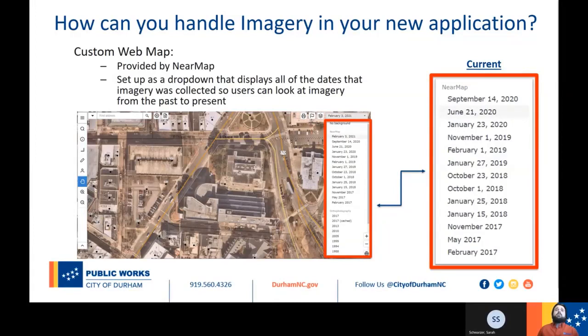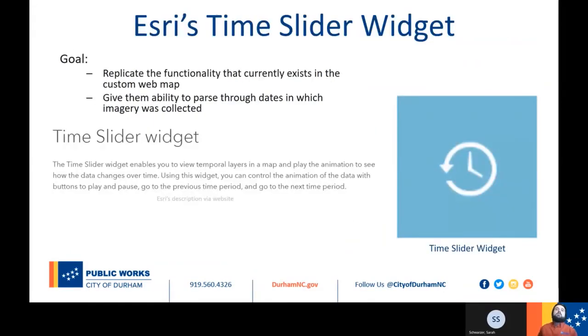This is a huge component to their daily work, so we've decided that this is one of the main components and functionality that we needed to replicate in the new custom web application. So after doing some research, we discovered the time slider widget, which is a widget within Web App Builder that Esri provides. And what this does is basically give you the same functionality that we set up in the custom web map, but in a slightly different way.